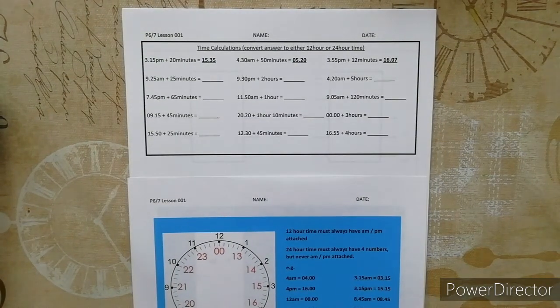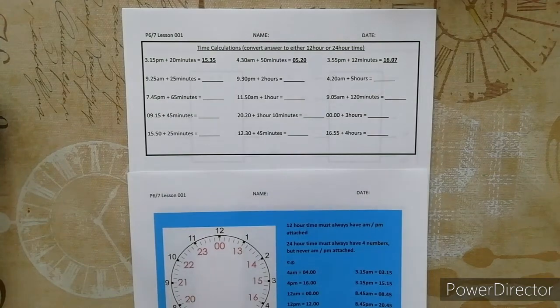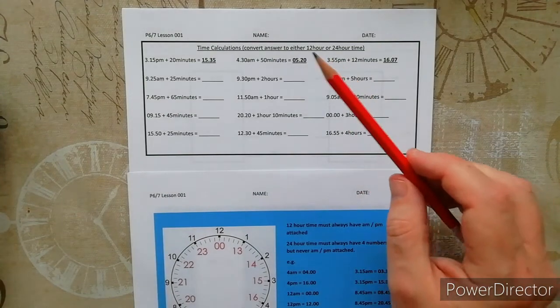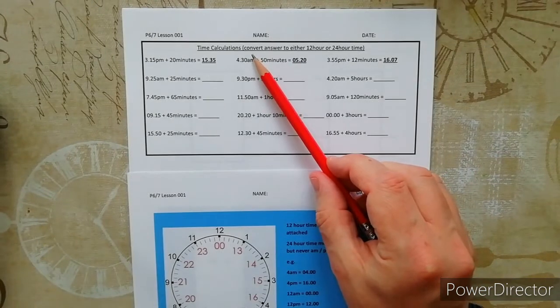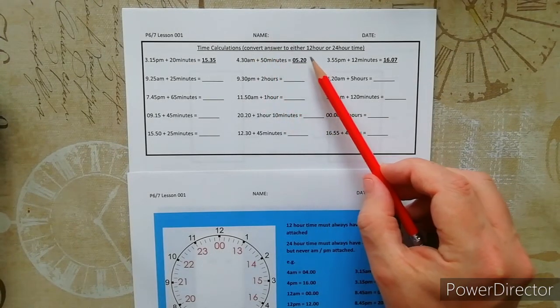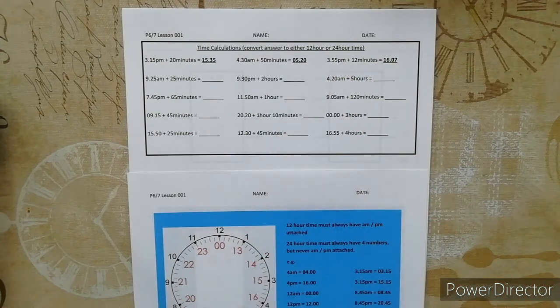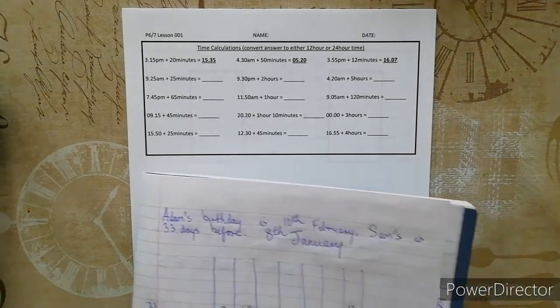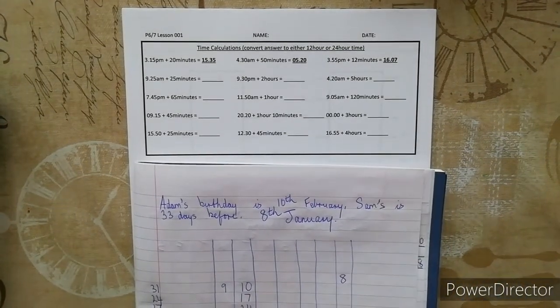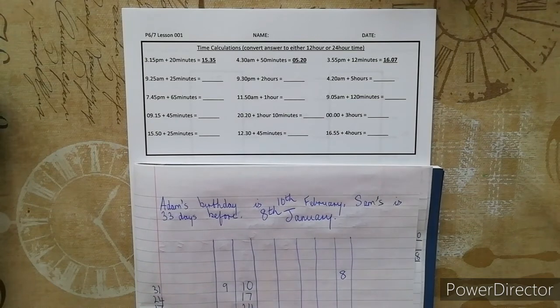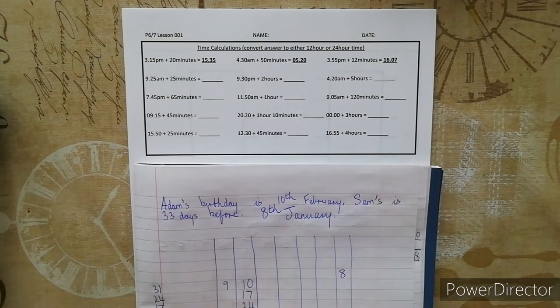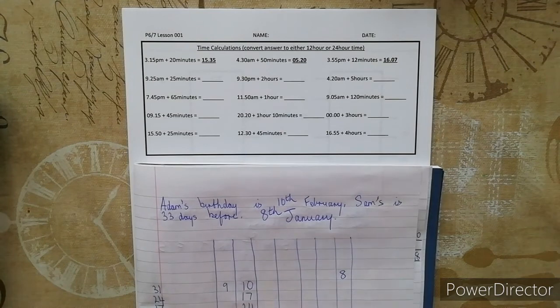And then we have just a few more time calculations, and then another few time calculations which are a wee bit more difficult, because the question says convert your answer to either 12 or 24-hour time. So if I show you a few of these on my book. Okay. So let's jump into some of the more difficult ones.